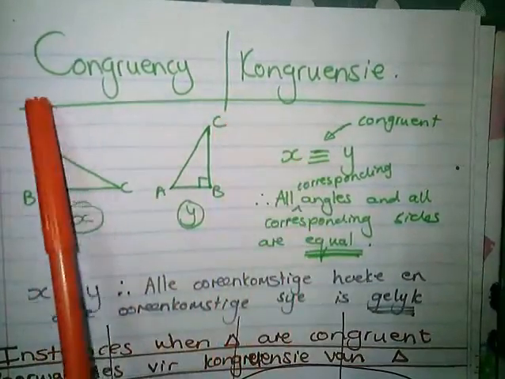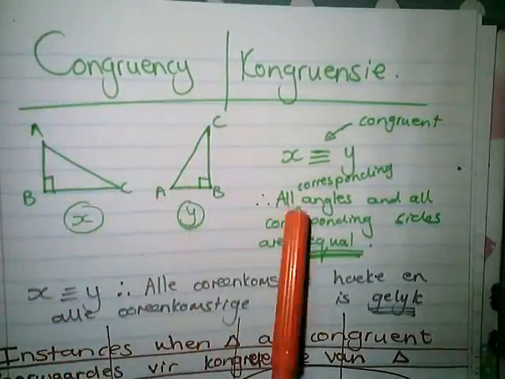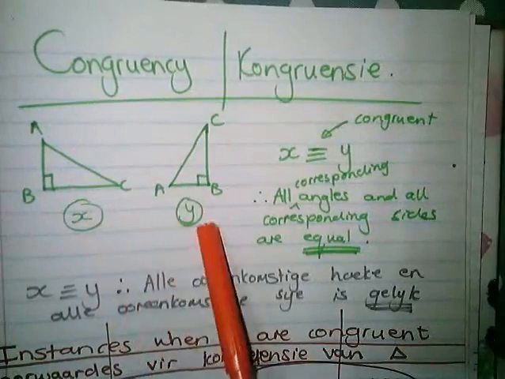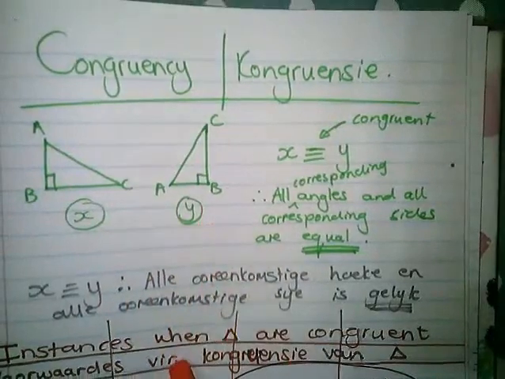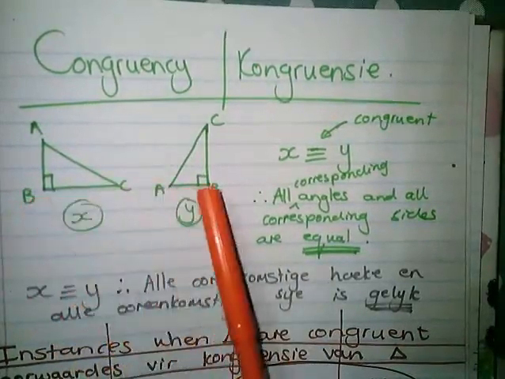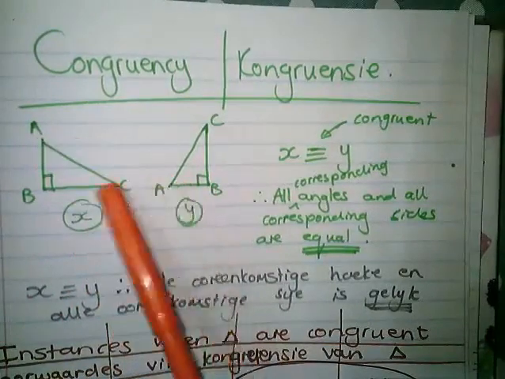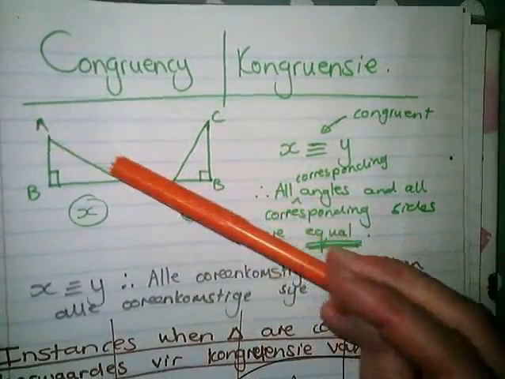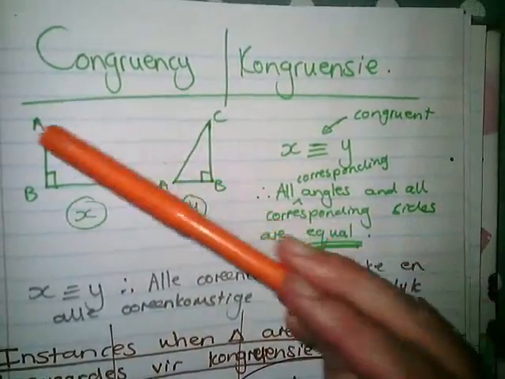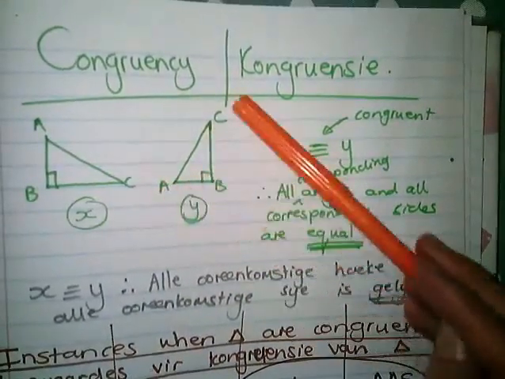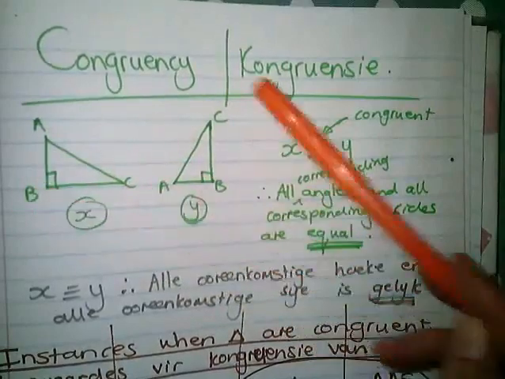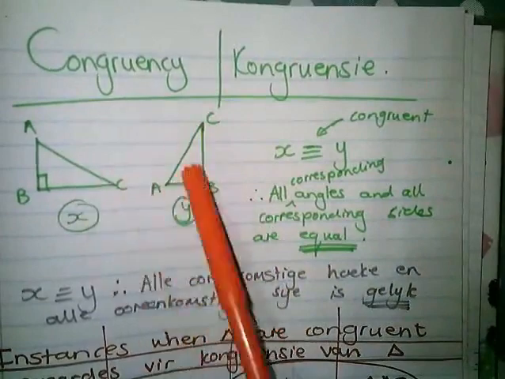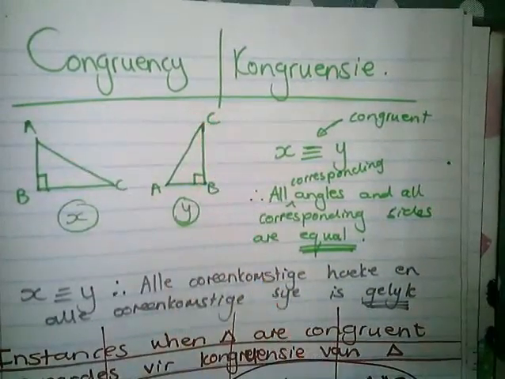So, if you have two triangles that are congruent, it means that the two triangles are exactly the same in every way. So angle B is equal to angle B, A is equal to A, C is equal to C, that side CA is equal to that side CA. Those two AB sides are exactly equal and CB are exactly equal. So all the sides are equal and all the angles are equal, all the corresponding sides and angles.